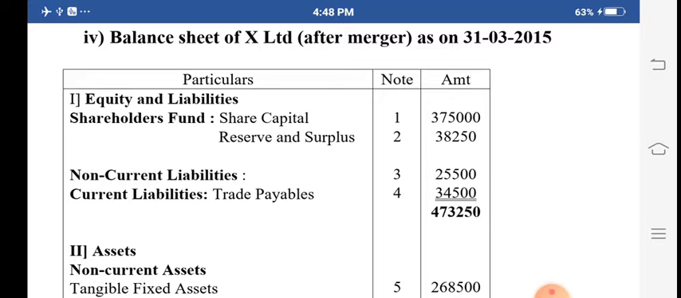For the solution of the problem there are three steps, as I told. The first is the calculation of the purchase consideration. The second is the closing entries in the books of the transferor company. And the third is the incorporating entries in the books of the transferee company.